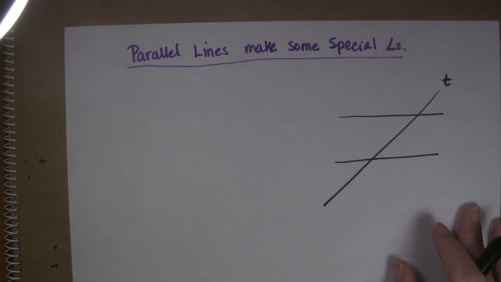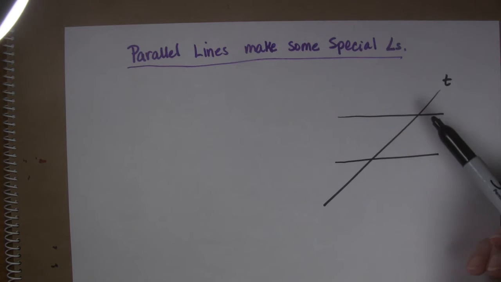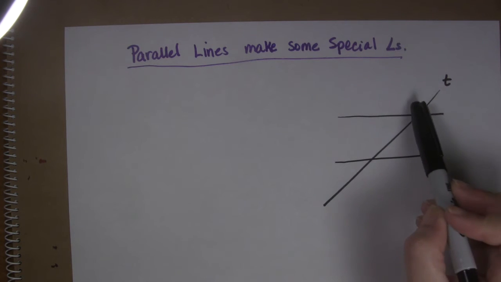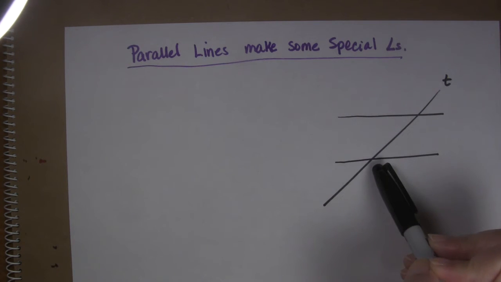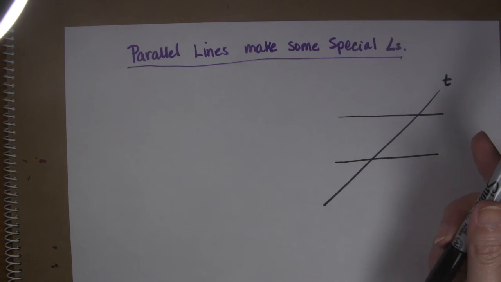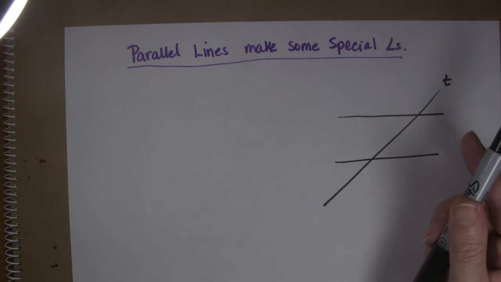Usually they label the transversal as a T. And you can see that when I take these parallel lines and I cut them with the transversal, I make a whole bunch of angles here. See, 1, 2, 3, 4, 5, 6, 7, 8, right? Those different angles. Well, some of those angles have special relationships to each other.